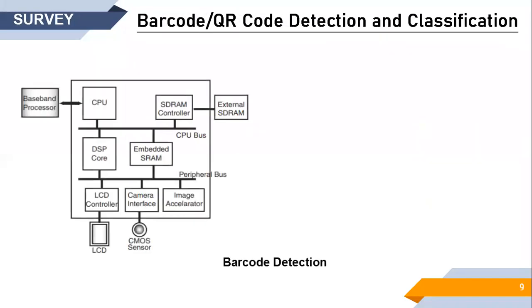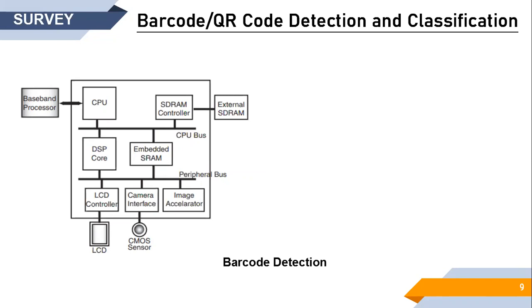Next is the barcode and QR code detection and classification. In this figure, you can see the baseband processor, CPU, SDRAM controller, and external SDRAM. SDRAM is synchronous dynamic random access memory. It is a dynamic random access memory where the operation of its external pin interface is coordinated by an externally supplied clock signal, as we see in the figure. There is a CPU bus connected to a DSP core. DSP is nothing but a digital signal processor. It is a microprocessor chip with its architecture optimized for the operational needs of digital signal processing.